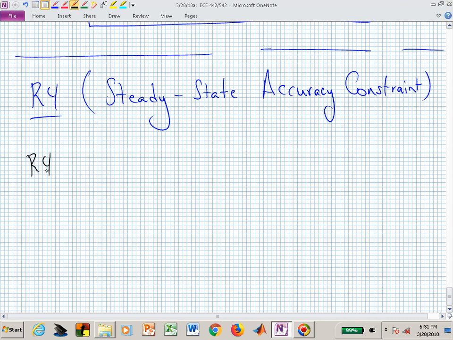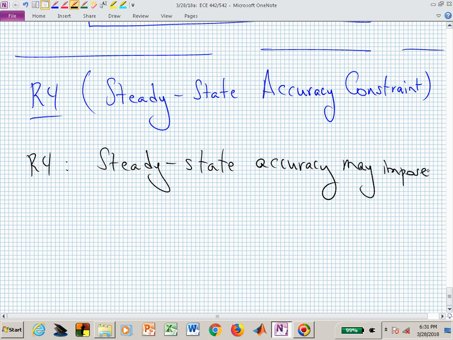Or restriction 4 may say that the steady state accuracy may impose additional constraints on our desired closed loop transfer function as Z goes to 1.